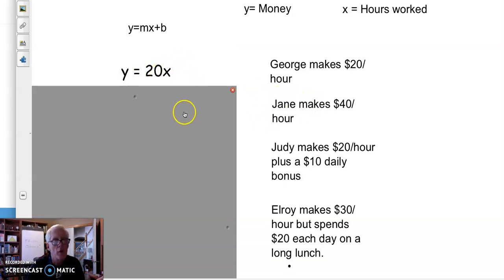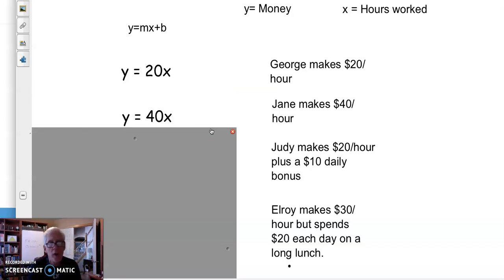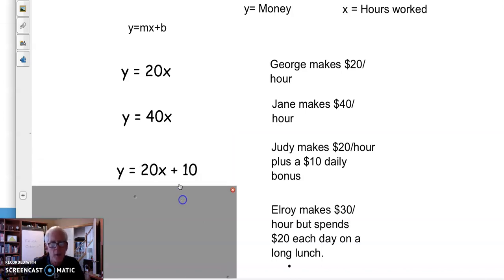Jane makes $40 an hour. Her slope is 40. Her y-intercept is 0, because if she works for 0 hours, she makes $0. Same with George. So her equation is y equals 40x. Judy makes $20 an hour. Her slope is 20, but she gets $10 just for showing up. So if Judy works for 0 hours, she makes $10. That is her y-intercept. So her equation is y equals 20x plus 10.